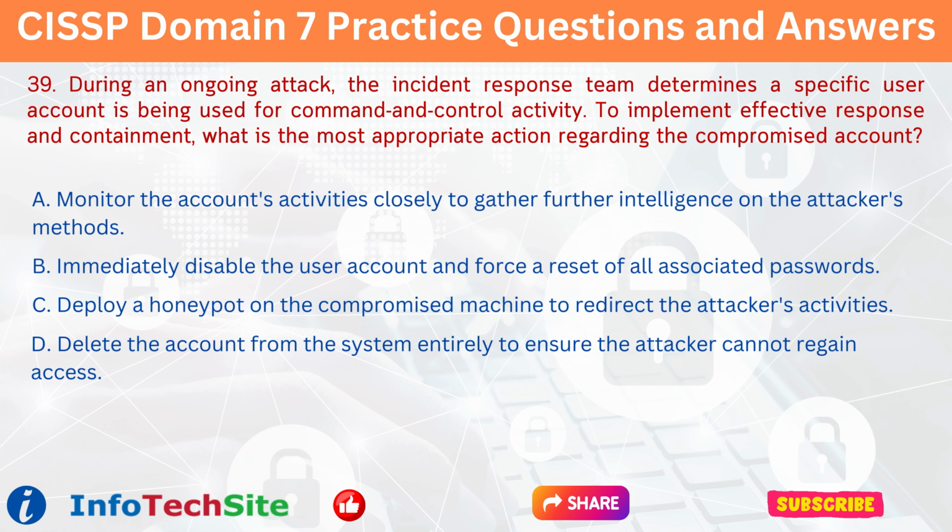39. During an ongoing attack, the incident response team determines a specific user account is being used for command and control activity. To implement effective response and containment, what is the most appropriate action regarding the compromised account? A. Monitor the account's activities closely to gather further intelligence on the attacker's methods. B. Immediately disable the user account and force a reset of all associated passwords. C. Deploy a honeypot on the compromised machine to redirect the attacker's activities. D. Delete the account from the system entirely to ensure the attacker cannot regain access.